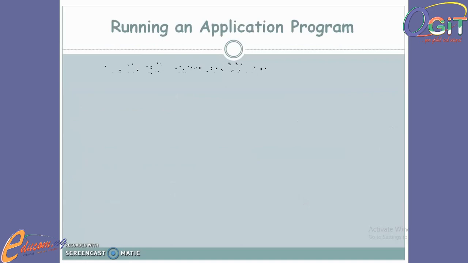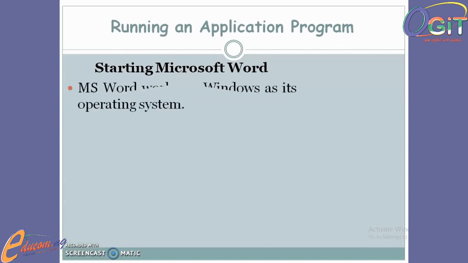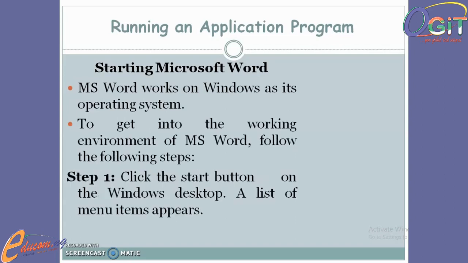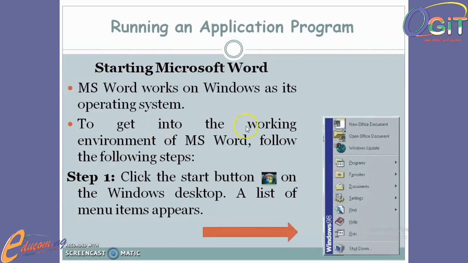Running an application program. In this case, we are going to start Microsoft Word. MS Word, or Microsoft Word, works on Windows as its operating system. To get into the working environment of MS Word, follow the following steps. Step 1. Click the Start button on the Windows desktop. A list of menu items appears, as seen in this diagram.